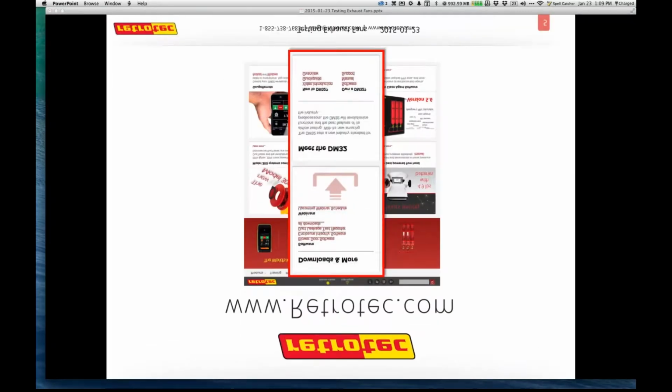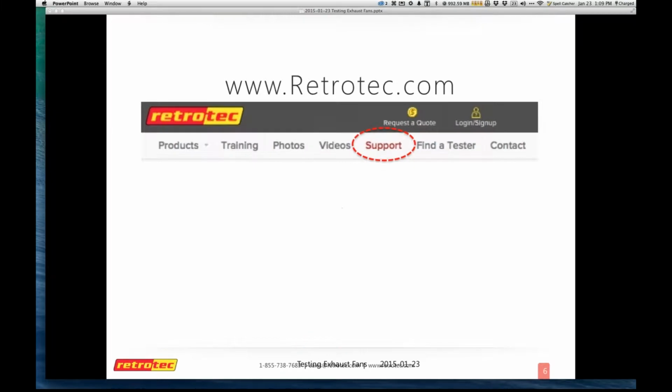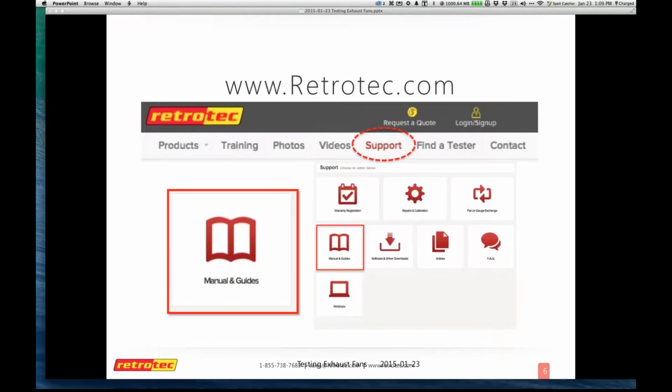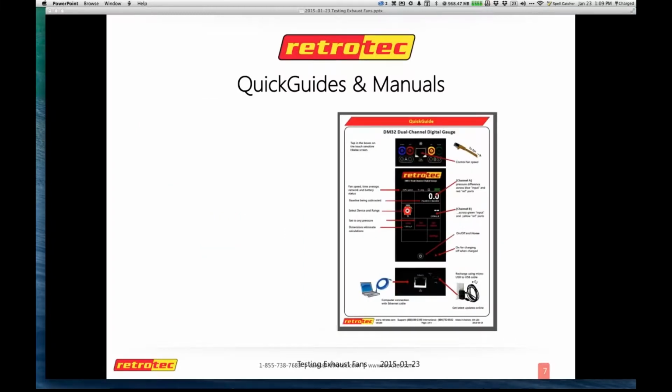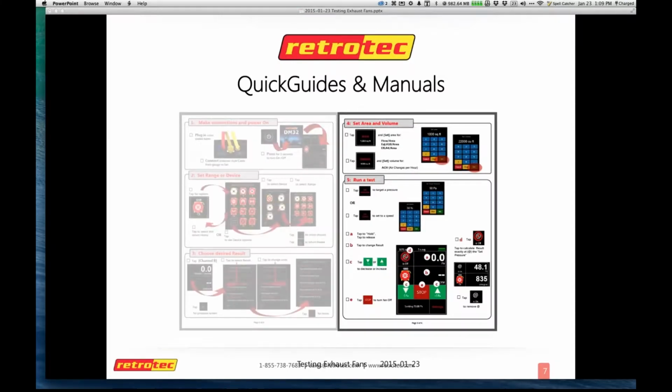I cannot stress enough how great the feedback we've been getting on the road about QuickGuides and manuals has been, especially the QuickGuide. People say, wow, I had never used one of your types of systems, and they can open the QuickGuide and actually go through it pretty fast. So if you're not familiar with the website, I highly encourage you to go through there and check that out.